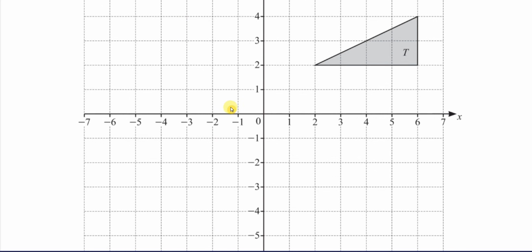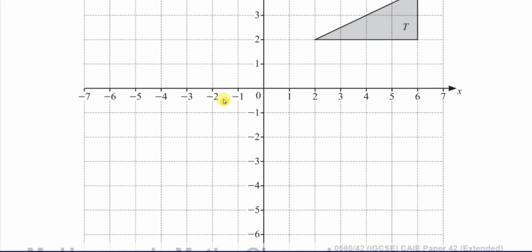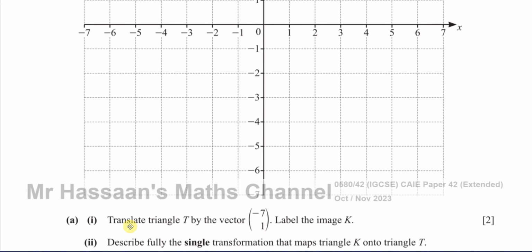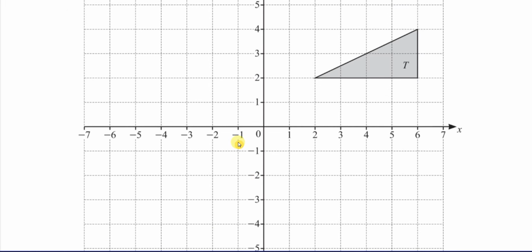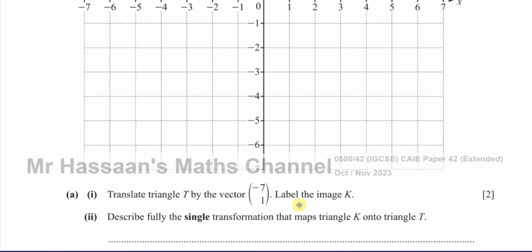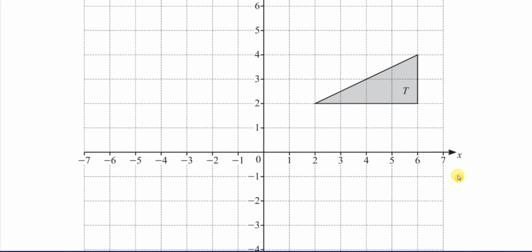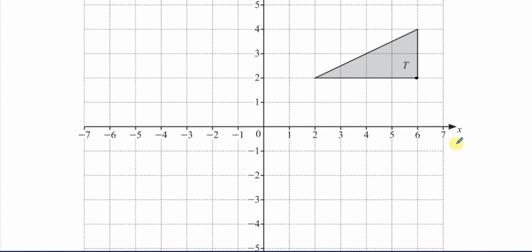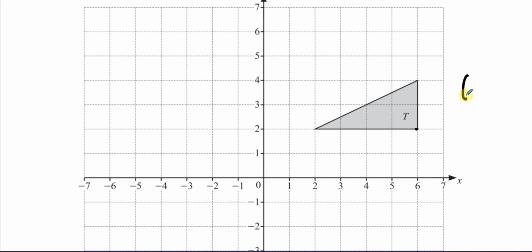We have a question about transformations. We have this triangle T. It says translate triangle T by the vector -7, 1. Label the image K. Okay, so we can choose a point, for example, this point, which is the right angle part of the triangle, and we've got to translate it by the vector -7, 1.